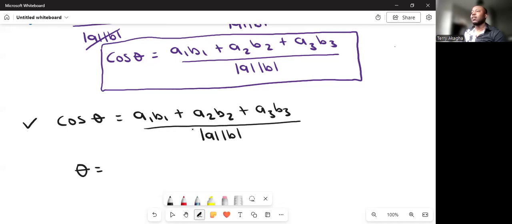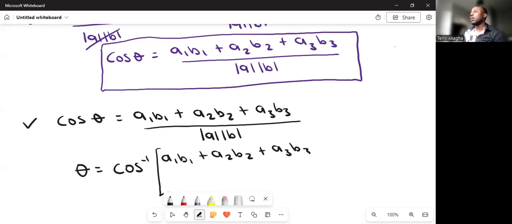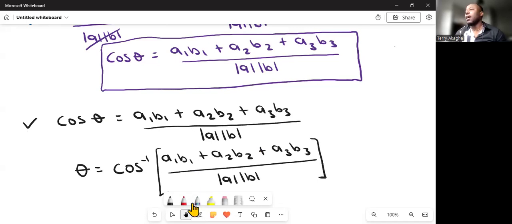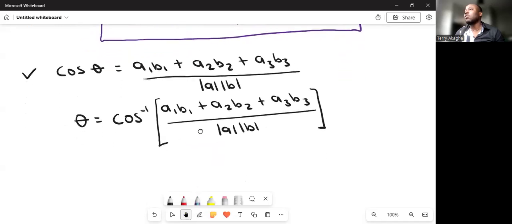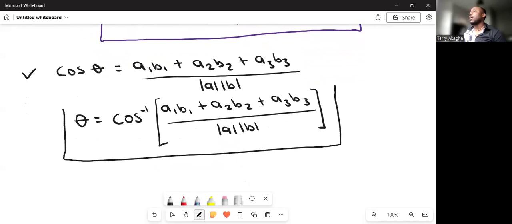So theta is going to be the cos inverse of A1 B1 plus A2 B2 plus A3 B3, all divided by the magnitude of A and the magnitude of B. Okay? And that will give you the third formula. So you can see we have three formulas here that we can play around with, or you can be asked questions about.